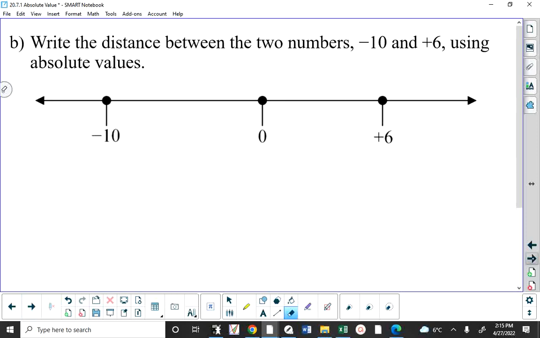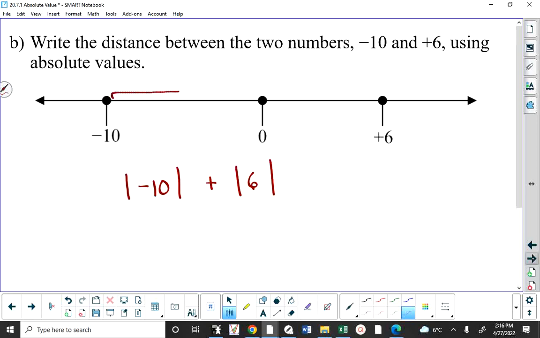Write the distance between the two numbers using absolute values. Could I write that that distance is the absolute value of negative 10 plus the absolute value of 6? Is that a correct way to write the distance between those two points? Well, sure, because this is the absolute value of negative 10, and this is the absolute value of 6, and the distance between them would be the sum of the distances. That's okay.